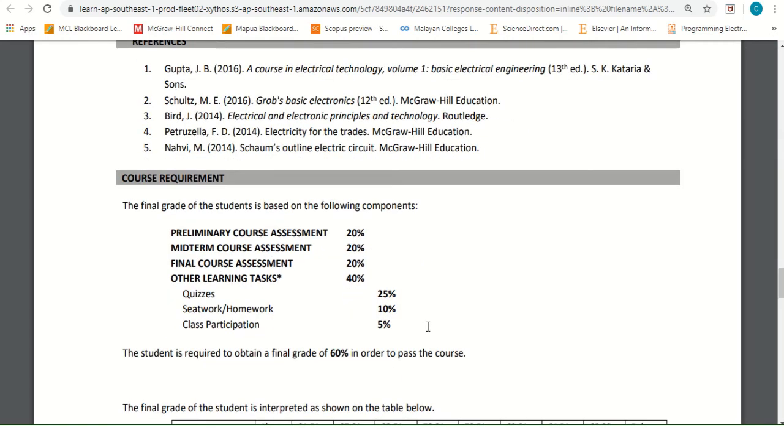So for the course requirements, this will be the breakdown of your grades. 60% for the major assessments. For the quizzes, it will cover 25%. Seatwork and homework 10%, and class participation will be 5%.